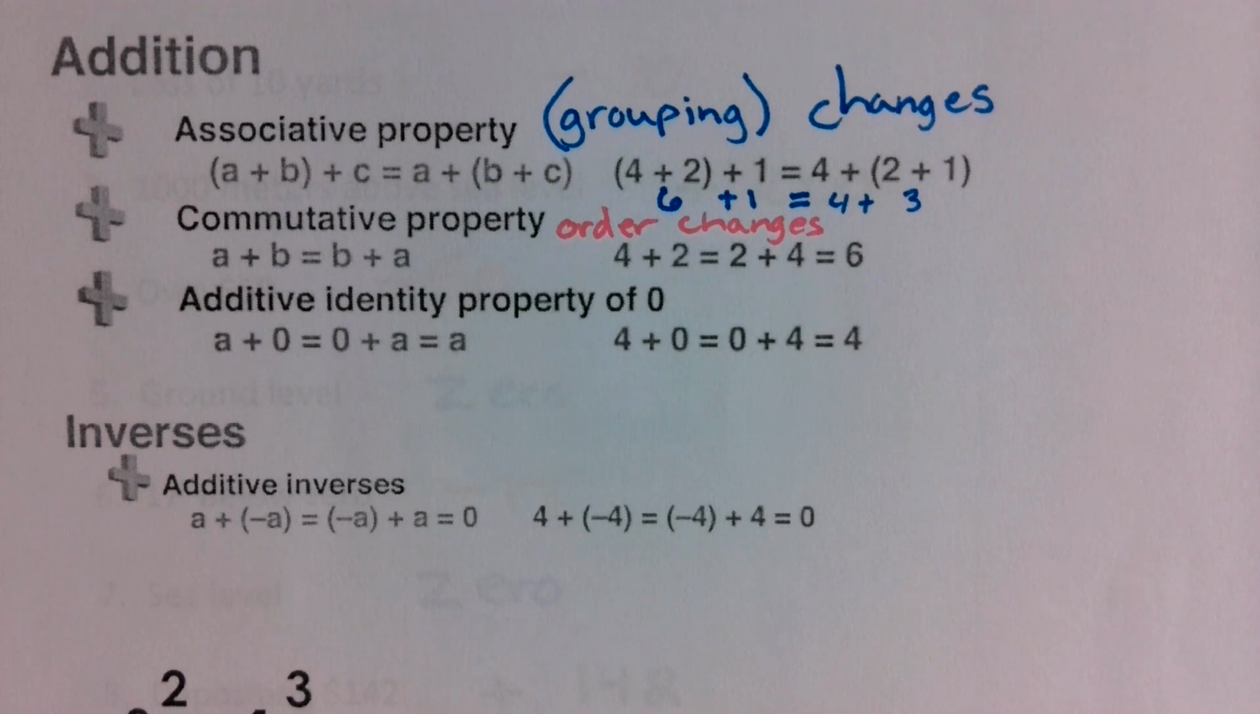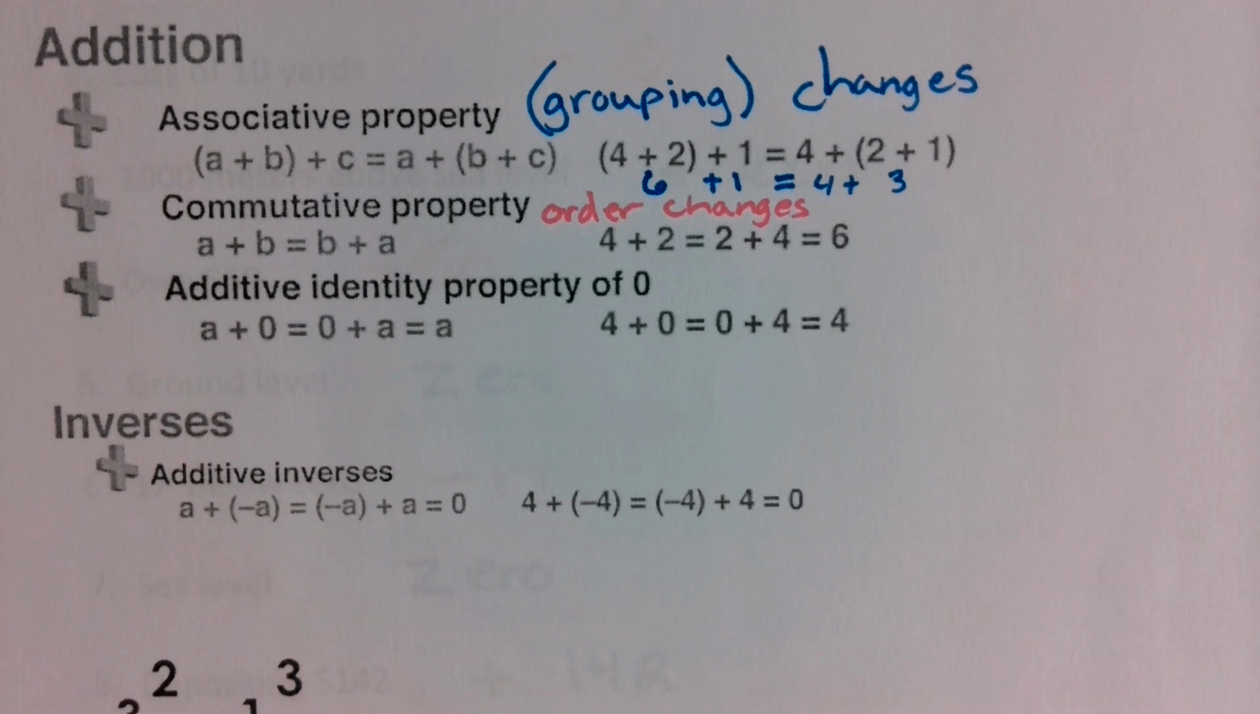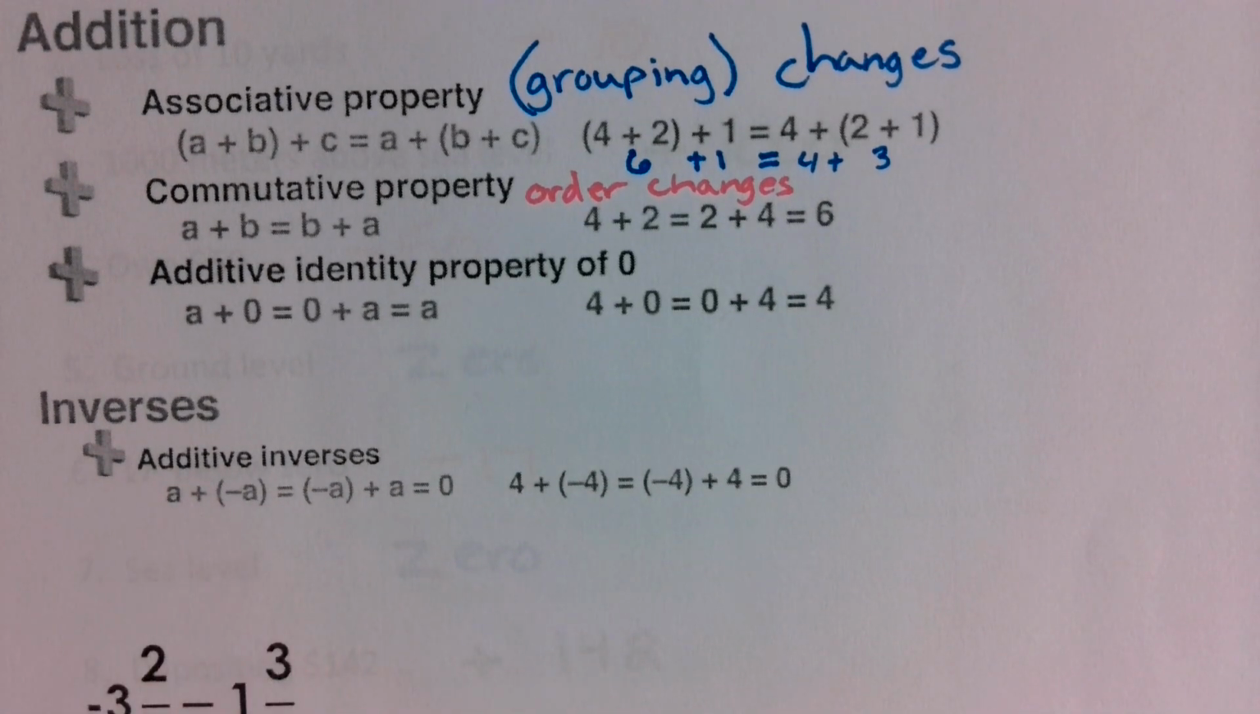You could have negative 18 plus 0. It's still going to be negative 18. Okay, then we have our inverses. Additive inverse means that you are going to take a number and its opposite and add them together, and they will equal 0. A number and its opposite, its additive inverse, are always going to combine to equal 0.